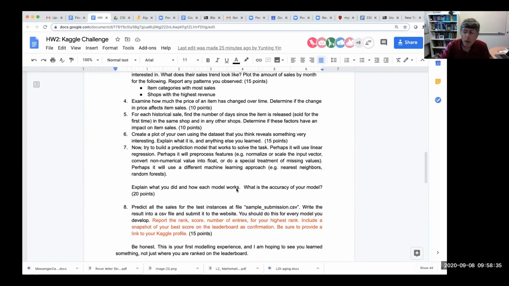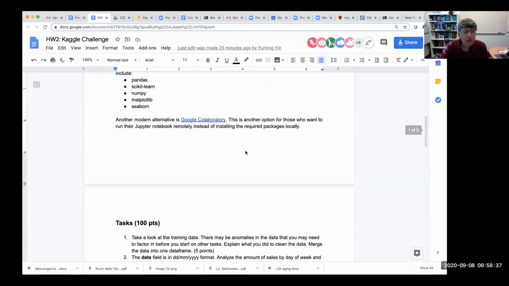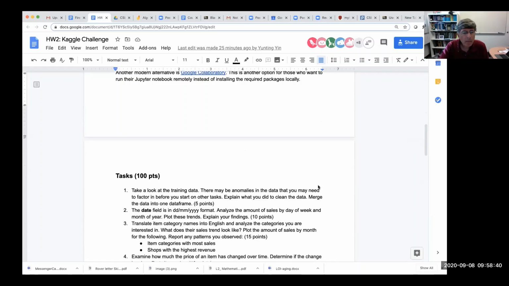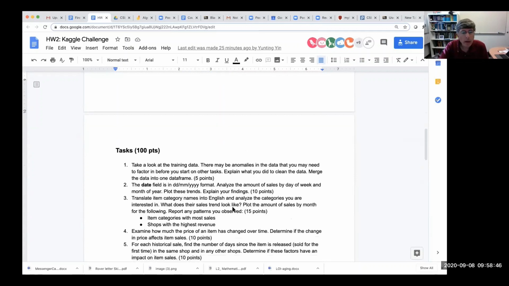Okay. When it says step 1, what data are you merging together? Where do I have the word merge? Okay. Merge the data into one data frame. It may or may not be organized as one data frame.